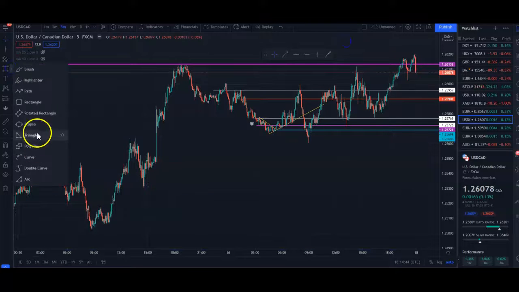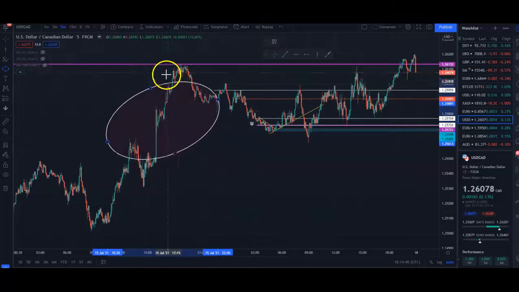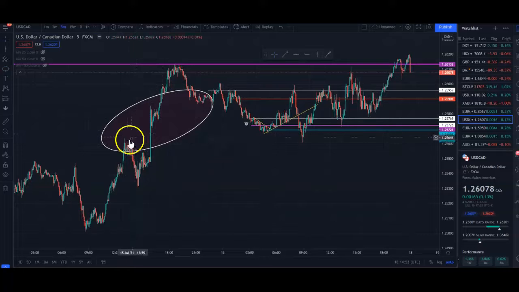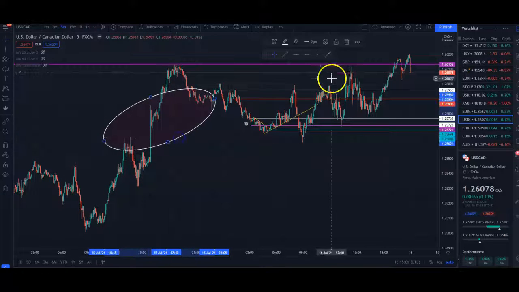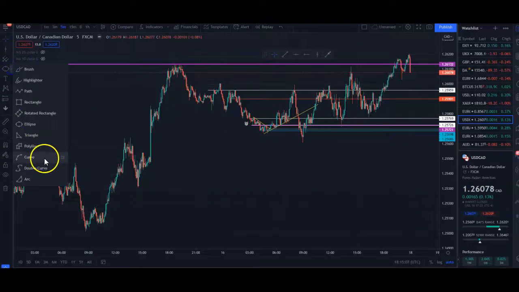Arrow over, and you can see the other tools that you have if you want to highlight something. Oh, is this a higher high? Yes, it is. Is this a higher low? Yes, it is. So you could mark it up, and that way you have an area for drawing purposes.